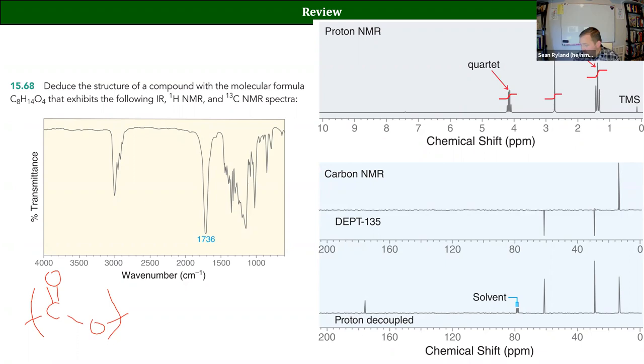And same with the carbons, right? If we ignore the DEPT-135 because we haven't gone back to review, the normal proton decoupled carbon NMR, if we ignore the solvent, only has four types of carbons, right? And we have eight carbons total. So that tells us that a bunch of our carbons are equivalent to each other. In other words, we have a lot of symmetry again.